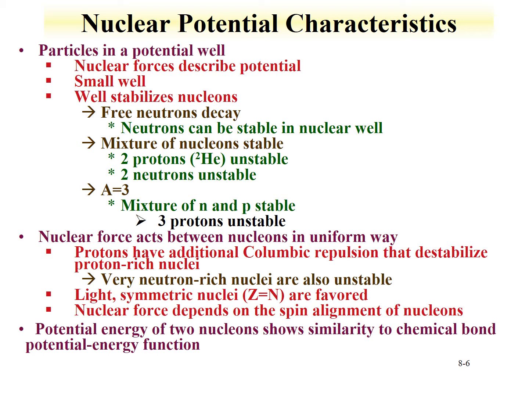So that's why when we get more proton-rich nuclei, we tend to have excess neutrons to help minimize this Coulomb repulsion. So at low A, these light isotopes, symmetry is favored, where the number of neutrons is approximately equal to the number of protons. As we go higher, this isn't true. In some respects, the potential energy of two nucleons that can be unified in this potential is similar to some chemical bond potential energy functions. So that can actually be used as a model to help describe the behavior of nucleons in a potential well.